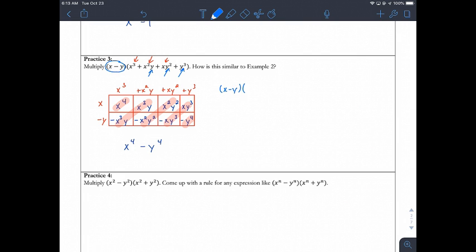multiplied by x to the n plus x to the n minus 1 times y plus x to the n minus 2 times y to the second power, plus dot dot dot, and on and on and on until x becomes x to the first and y is all the way up to y to the n minus 1, plus y to the n, then we can say this will always equal x to the n plus 1 plus y to the n plus 1.